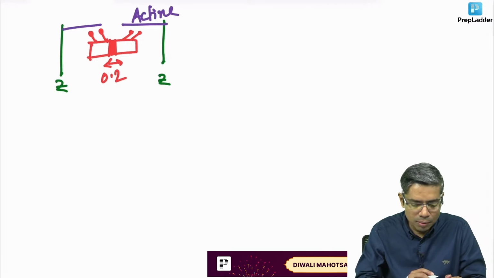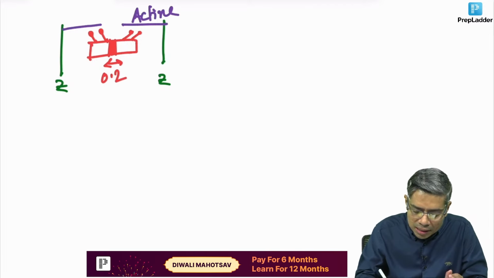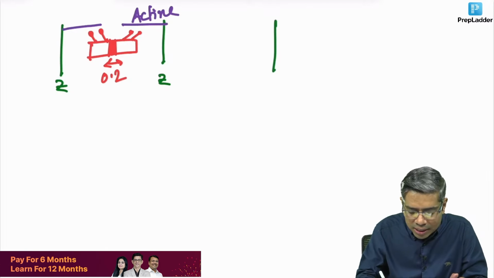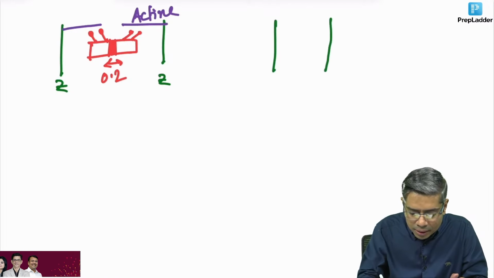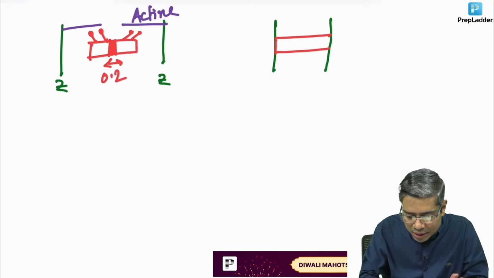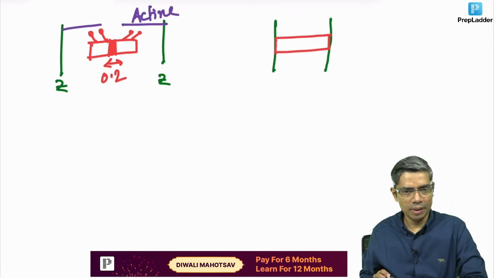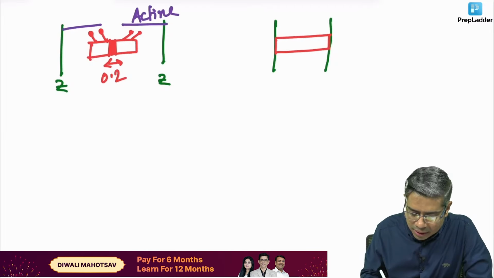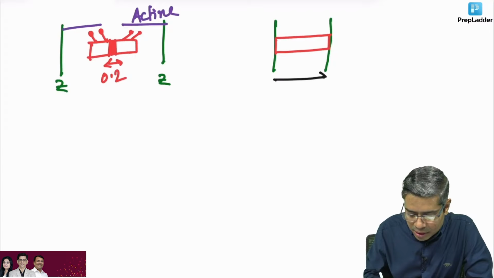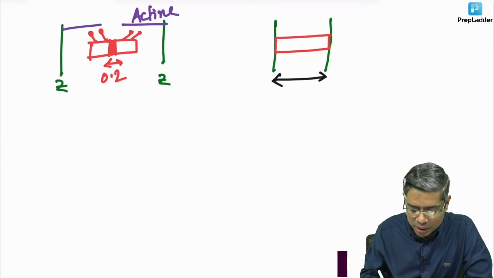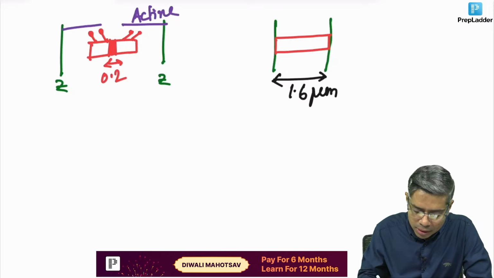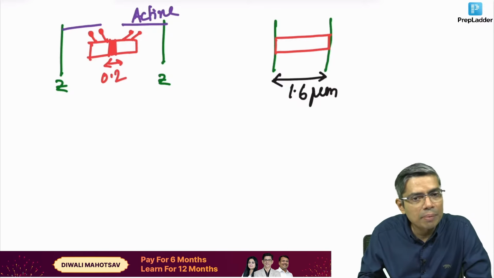Now, whenever the sarcomere is contracted fully, suppose the sarcomere is contracted so strongly that myosin is touching the Z line. Then in this condition, what is the length of the sarcomere? The length of the sarcomere is 1.6 micrometer, because this myosin also has a length of 1.6 micrometer.